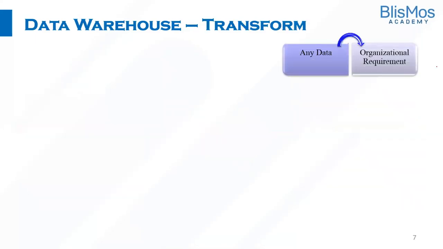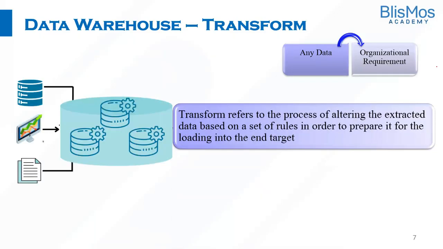And what exactly happens as a part of the transform? We don't want to store whatever data is there from the source as it is. We want to ensure that the data is uniform, consistent, and has quality. That is where transformation comes into the picture. In the transform phase, we alter the extracted data based on a set of rules or business requirements in order to prepare it for loading into an end target.